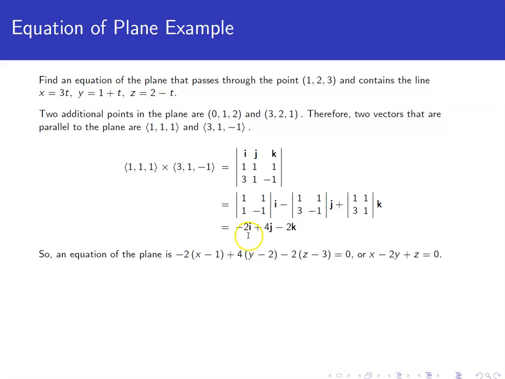So now I can use (-2, 4, -2) for my direction vector, and then I can use any of the points that I want. I'll use the point (1, 2, 3) here. That was the given point. So then the equation of the plane is -2(x - 1) + 4(y - 2) - 2(z - 3) = 0. Or if we multiply everything out, we'll get x - 2y + z = 0.